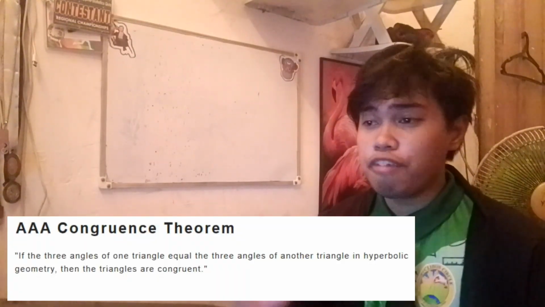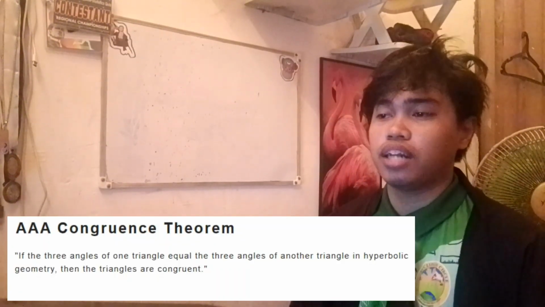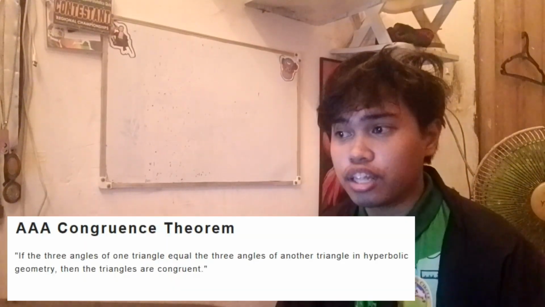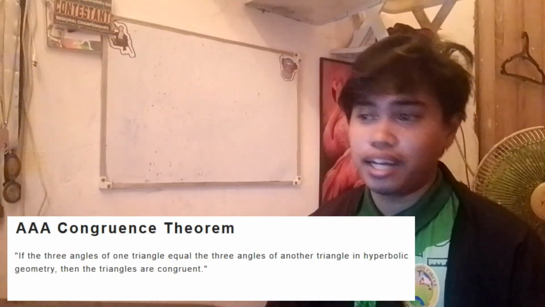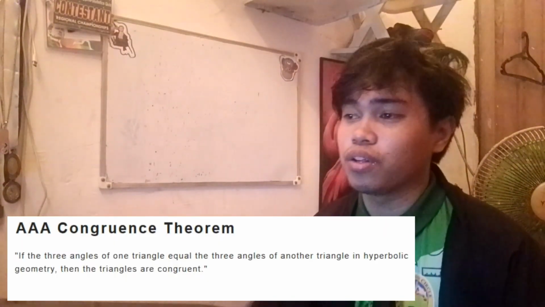Now, let's move on to the AAA congruence theorem. This is the statement right here. Again, I'm going to edit this and it's going to be right here. The statement is: if the three angles of one triangle equal the three angles of another triangle in hyperbolic geometry, then the triangles are congruent.